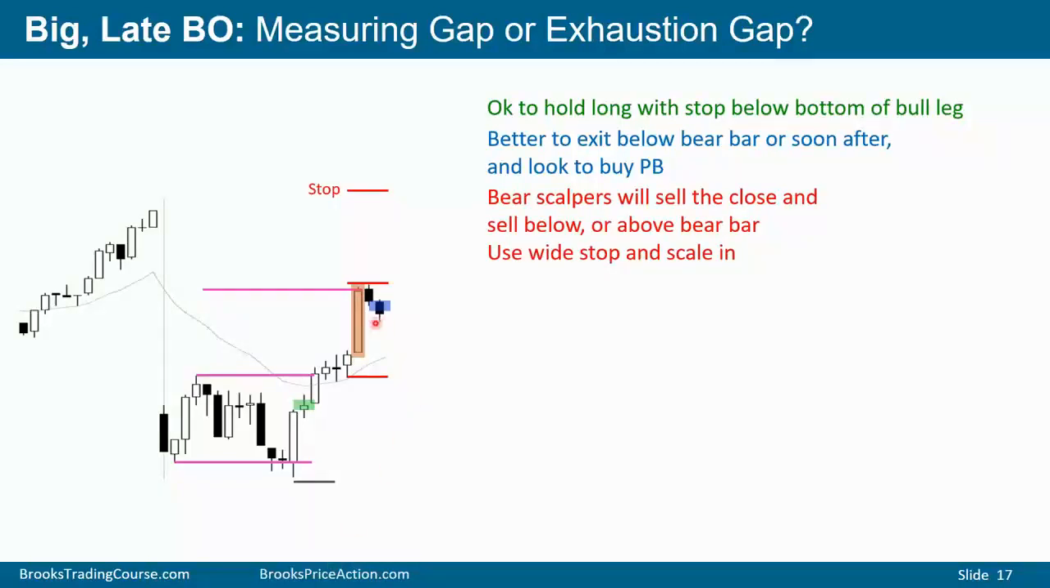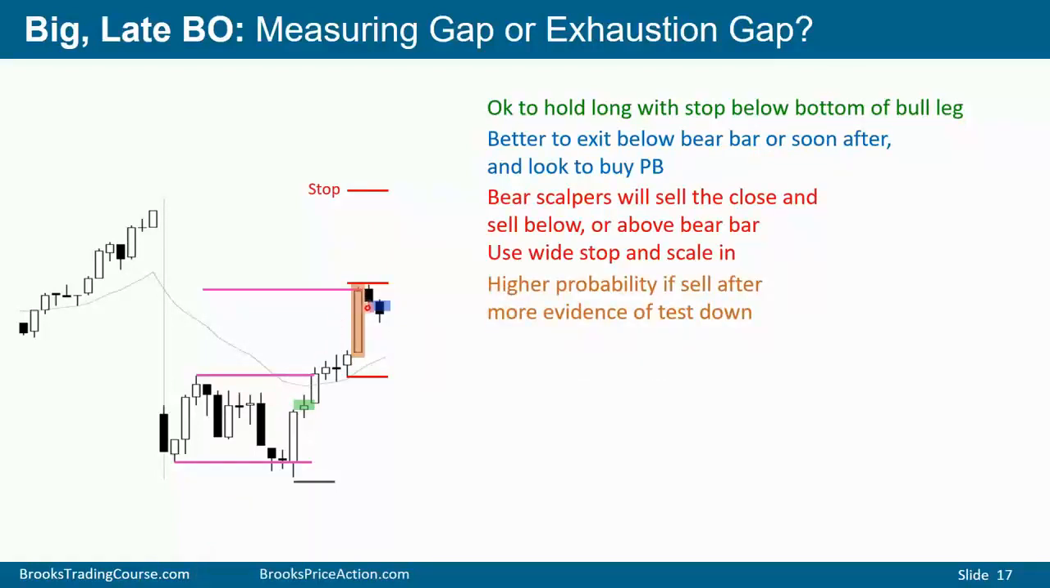Bear scalpers might sell below the low of this bear bar, arguing on a parabolic wedge, 3 pushes up, 1, 2, 3, and a failed breakout above the top of the trading range, and a lower high compared to yesterday's high. It's really not a very good looking sell, but it's a reasonable sell, especially if you can use a wide stop, maybe a measured move up, and sell more higher.